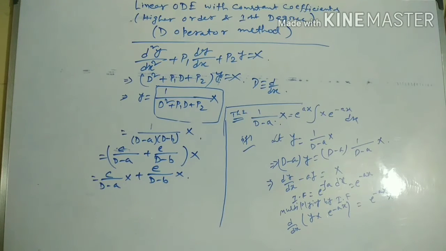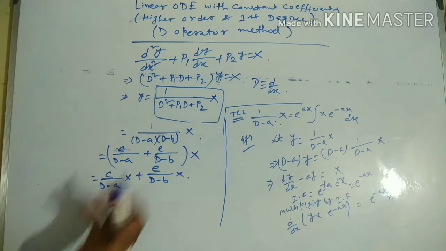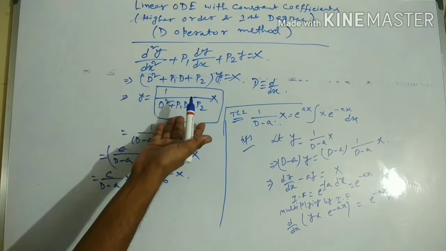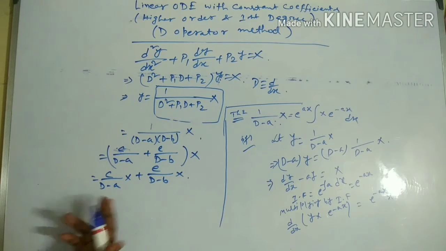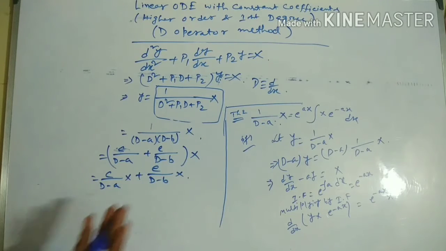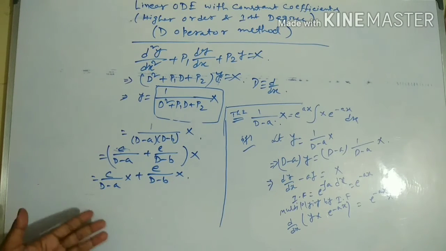But this general procedure is very lengthy. I am again repeating briefly the general procedure. This denominator, that is the function of D, has to be factorized. There will be 2 factors. Then we have to split it in partial fractions. And after splitting it into partial fractions, you will see that theorem number 2 can be applied on those functions. Then the result will be the particular integral.